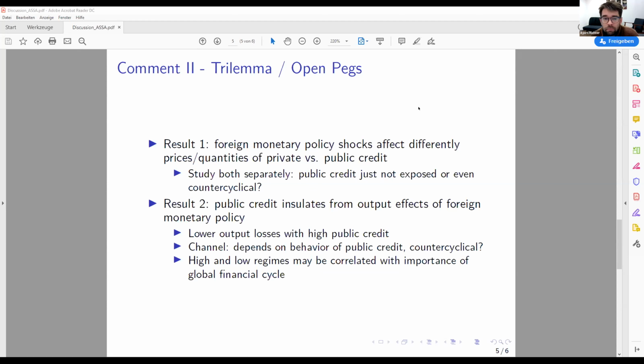and not reacting to the cycle at all. The second result, and you didn't present it here, so let me be very brief. I'm not super convinced because theoretically I didn't see the point, and it's not totally clear that it should be that higher public credit provides some insulation from foreign shocks. And also the results were not as clear to me as you maybe interpreted them.